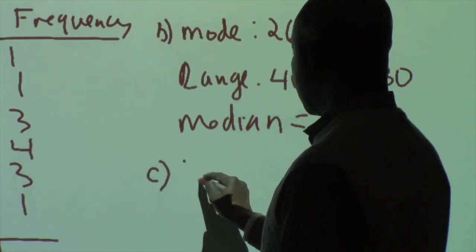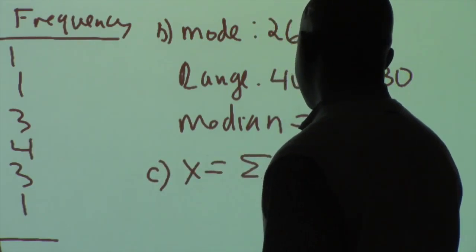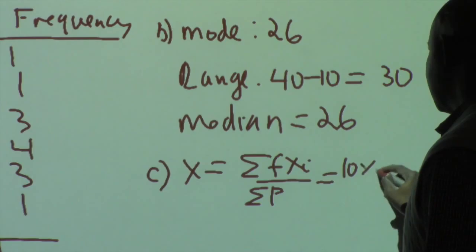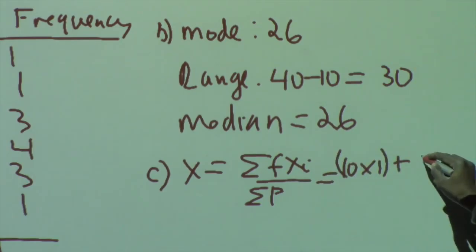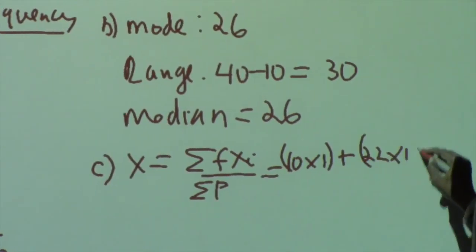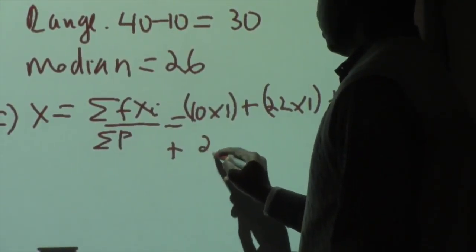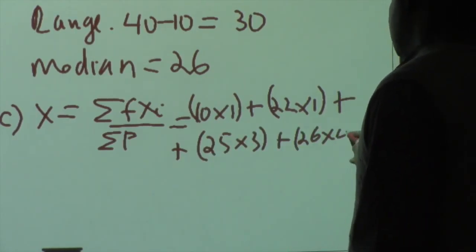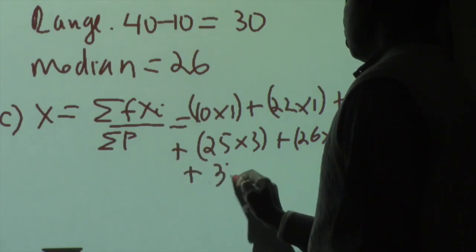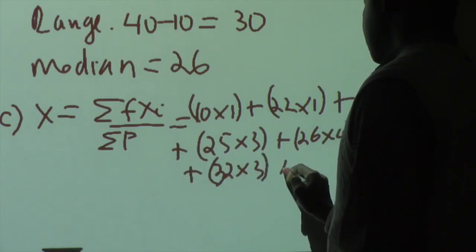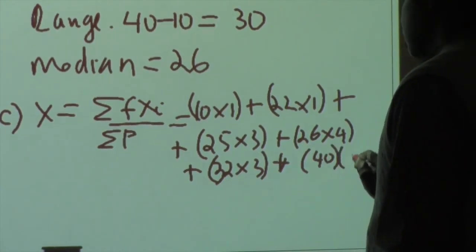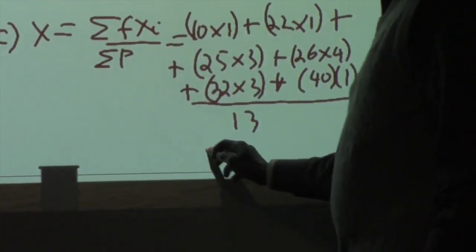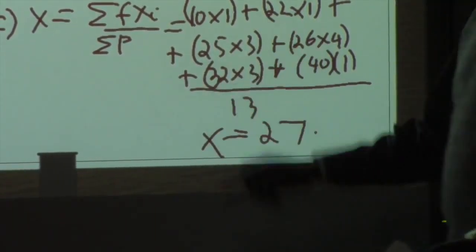To find the mean, we use x bar equals the summation of f xi over the summation of f. So that means we're going to do 10 times 1 plus 22 times 1 plus 25 times 3 plus 26 times 4 plus 32 times 3 plus 40 times 1. Find all of those and divide it by 13. And when we do that, our answer is approximately 27.